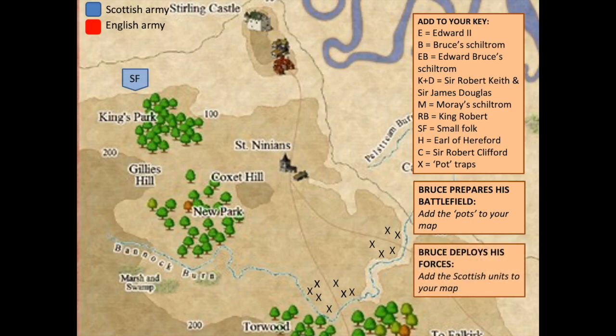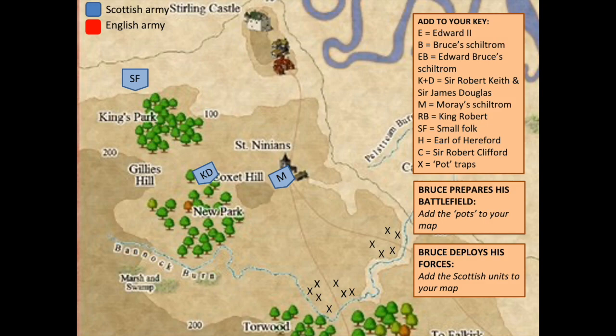Now, Bruce set his forces up as follows. The small folk, the camp followers, the eager amateurs who wanted to join in and do their bit for their king and their kingdom, they were held far at the back in the Scots camp, at the back of the King's Park. We see Moray's schiltron is based at St Ninians to try and halt any English forces getting up that road towards Stirling and making it through to disrupt the siege of the town.